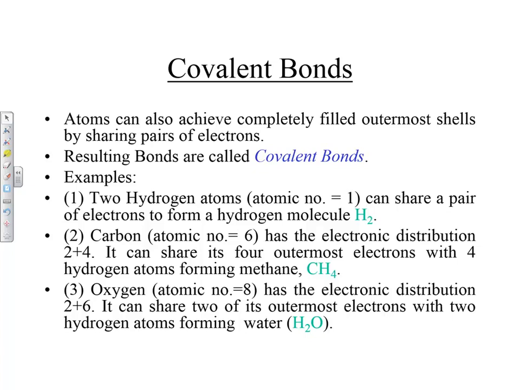Yet another example: oxygen has got an atomic number of 8. That means in the innermost shell you're going to have 2, and then you're going to have 6 electrons in the outermost shell, right? So it is 2 short of achieving the stable configuration. So what it can do is share 2 of its outermost electrons with 2 hydrogen atoms, forming water, or H2O.